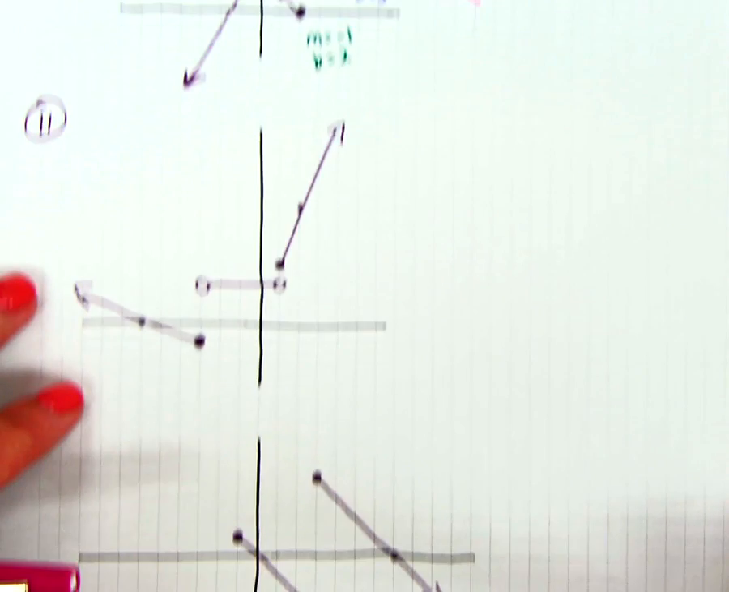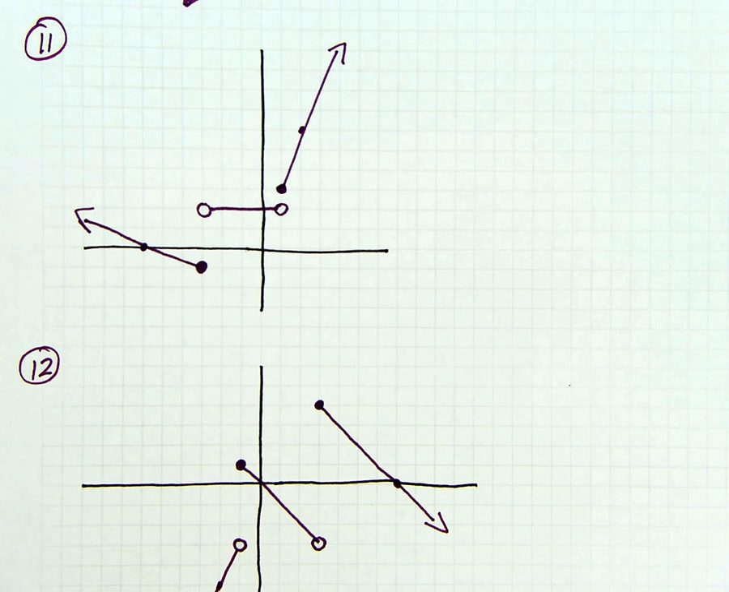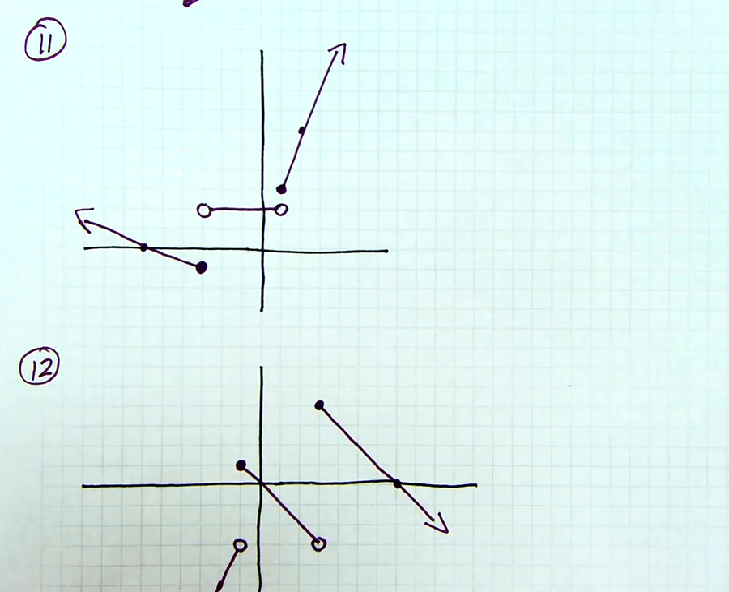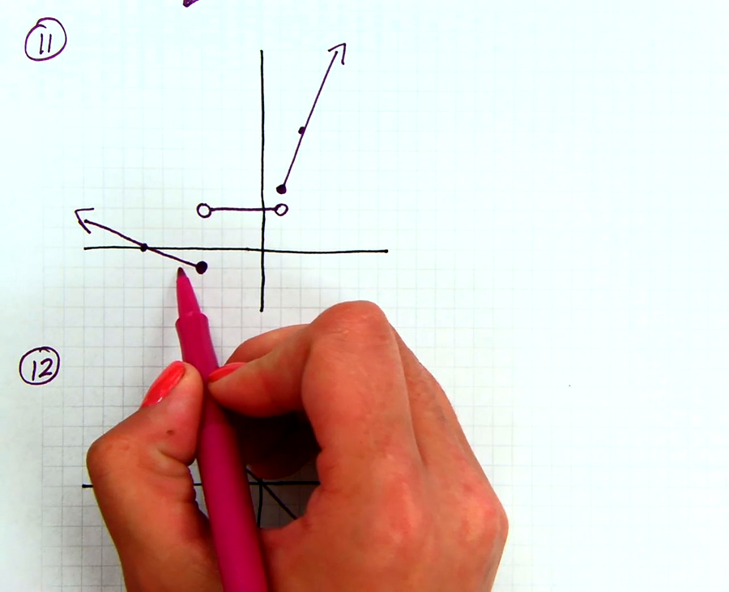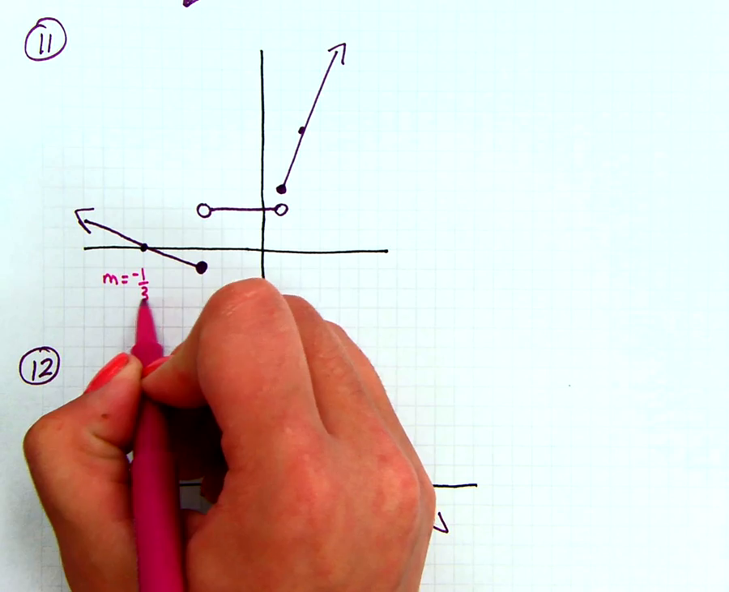Alright, so if we try another one, here's the next problem. Again, I'm going to start with the one furthest on the left, and we're going to figure out our slope and the y-intercept. So here, our slope is, and again, we want to do this from left to right, we're going down 1 over 1, 2, 3. So that means the slope for this one is going to be -1/3.